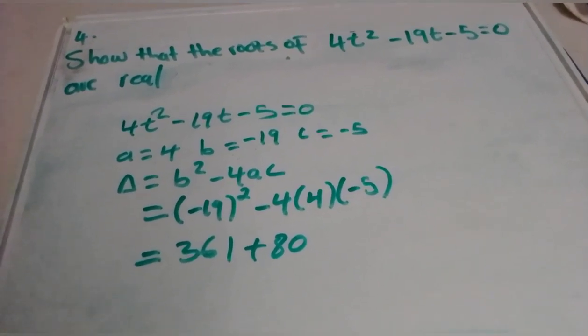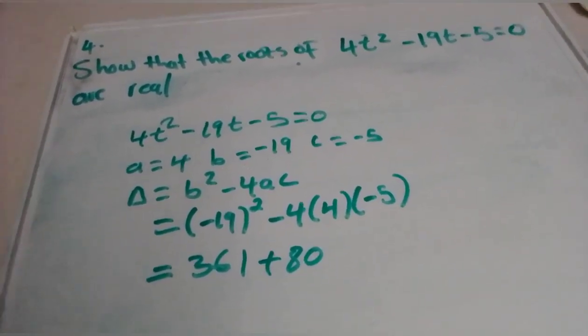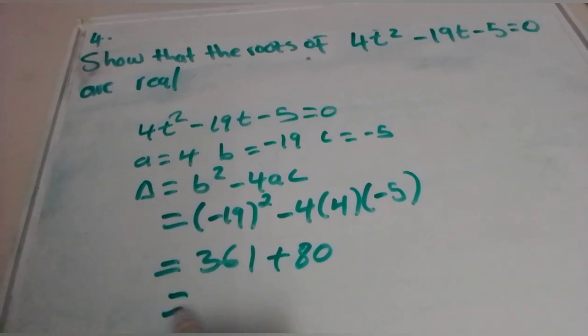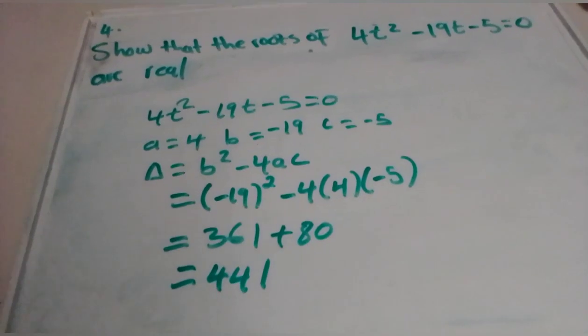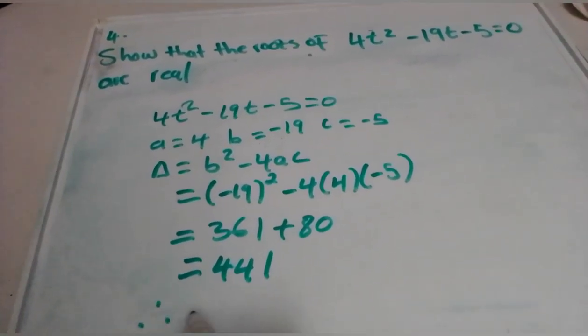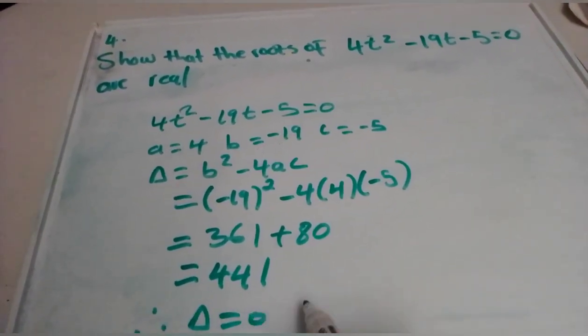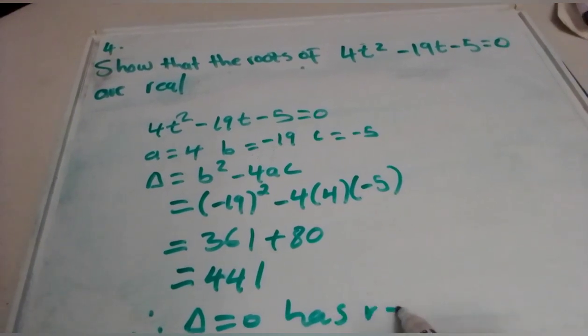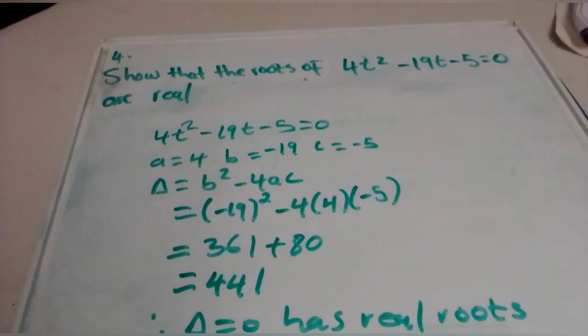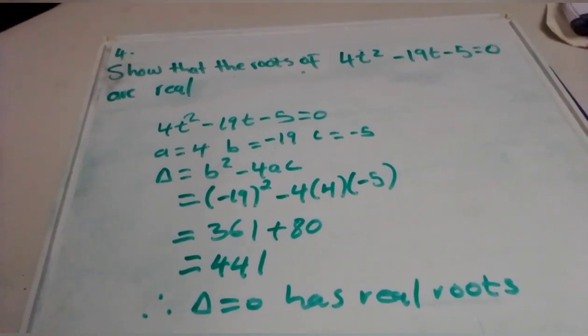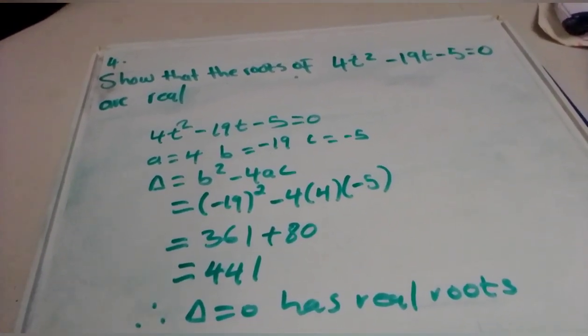So just use your calculator. 361 plus 80, it is 441. Now the conclusion part, when you conclude based on what they asked you. They say real, so delta greater than or equal to 0 has real roots. Remember that in your notes. If you don't understand it, go back to your notes, you will get it.